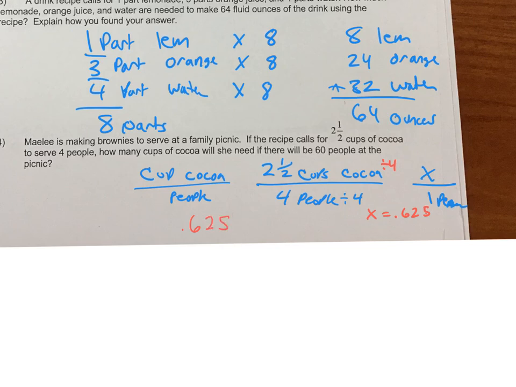0.625 times 60, because that's how many people we want to know for, and that's going to equal 37.5. 37.5 cups of cocoa. So that's our answer. Okay?